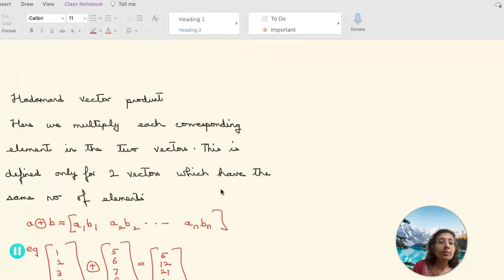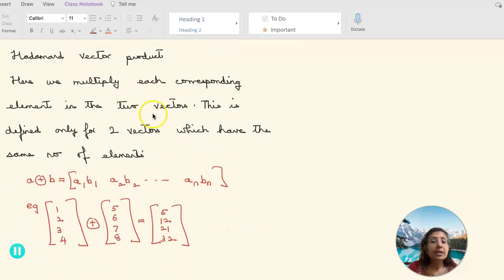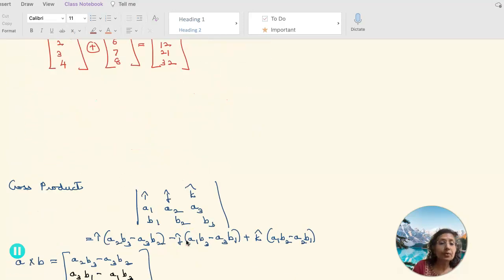Now coming to the Hadamard vector product, here we multiply each corresponding element in the two vectors. This is again defined only for two vectors which have the same number of elements, and it is denoted by this symbol. So this is a1 b1, a2 b2, ..., an bn. It's an n-dimensional vector, whereas for the dot product it is a scalar. So if you do the Hadamard vector product of this column vector with this one, it will be 5, 12, 21 and 32.